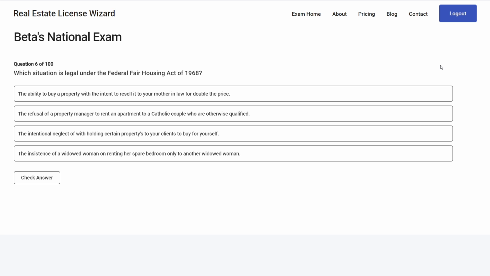I'm sorry, I keep saying A, B, or C, but I mean, it's basically one, two, three, or four. It doesn't really matter. But anyway, the intentional neglect of withholding certain properties from your clients to buy for yourself, or the last one, the insistence of a widowed woman on renting her spare bedroom only to another widowed woman. All right. Oh, and that one says the insistence, not instance. Sorry for that. Okay, so give you guys an opportunity to read that over, think it over, and come up with an answer.